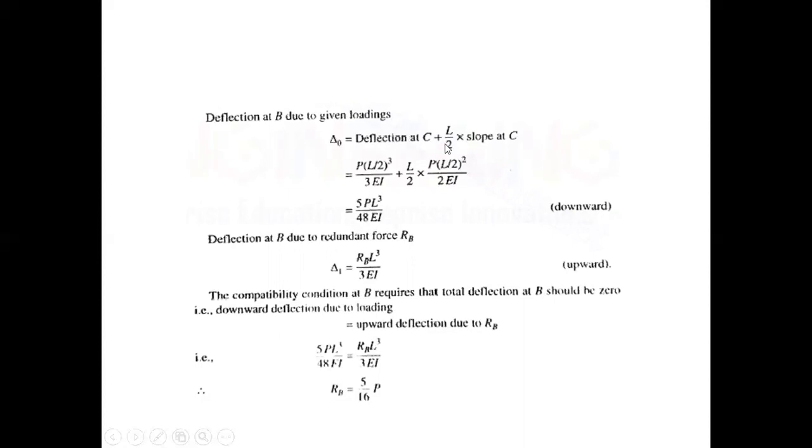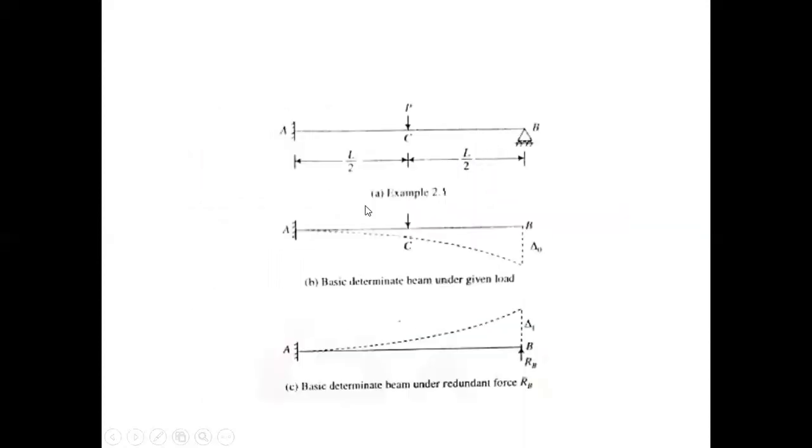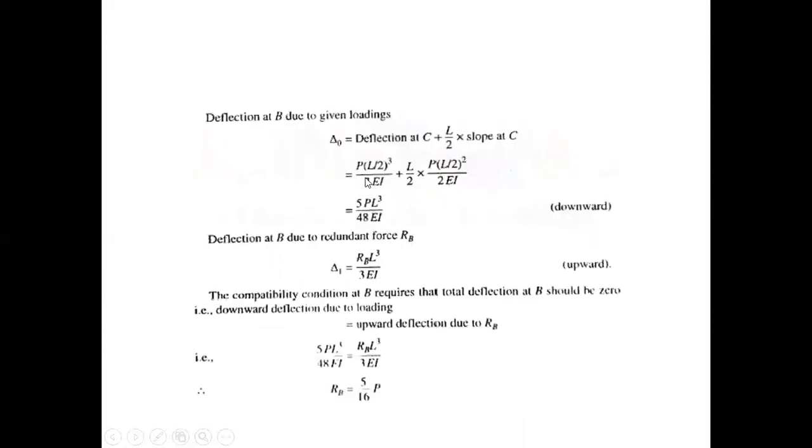That is deflection at C plus L by 2 multiplied by slope at C. So this is deflection at C. What will be the deflection over here plus L by 2 times slope at C? That will give the deflection at B. We know that the slope at C will be PL cube by 3I. Here in this case, L is L by 2.